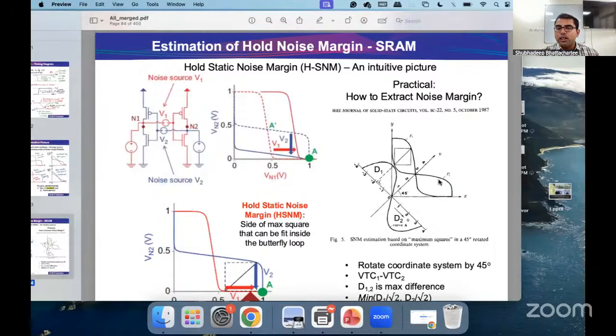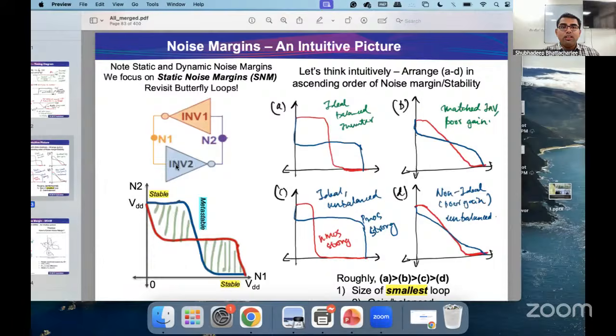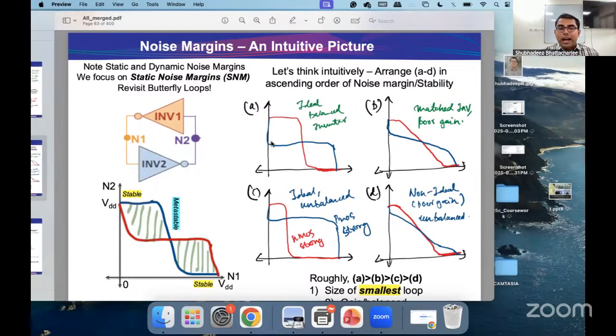And you try to see the smaller of the loops which you can fit in. And as you are rightly saying, the idea generally is to have an ideal balanced inverter. What is the meaning of an ideal balanced inverter? That the strengths of both the NMOS and PMOS are ideally the same.